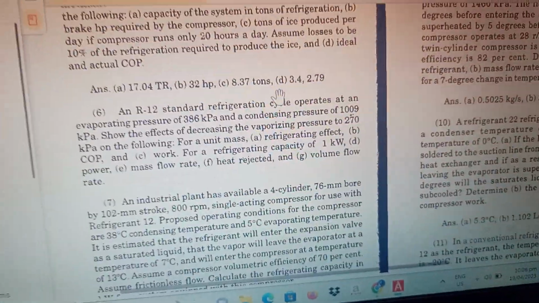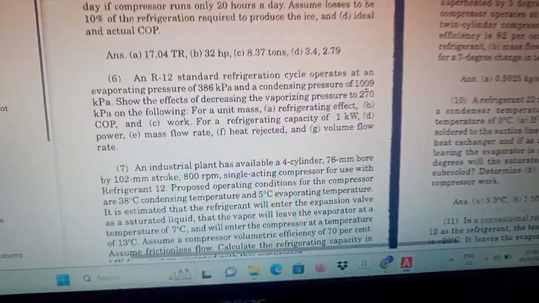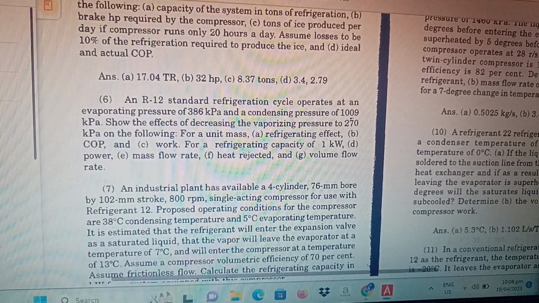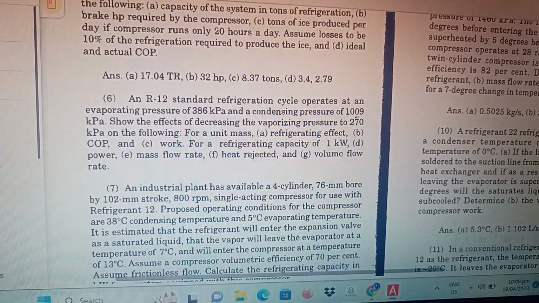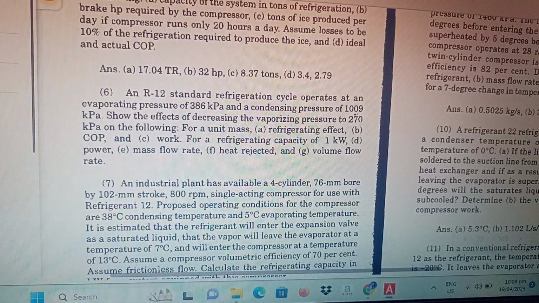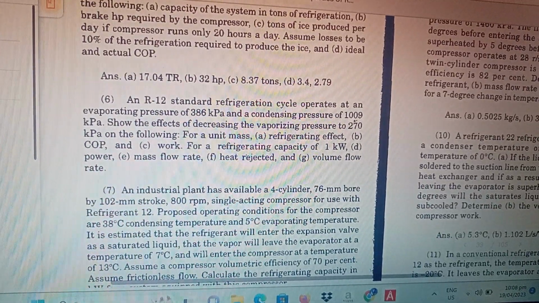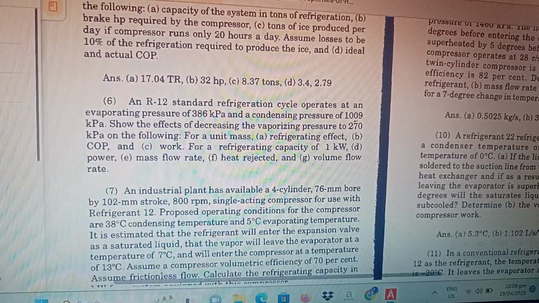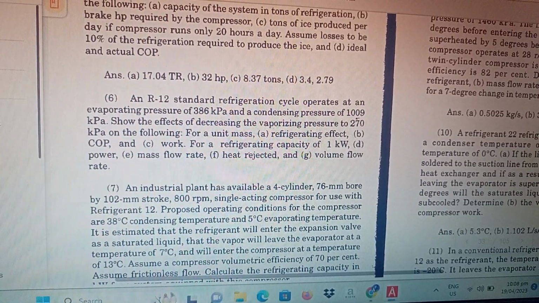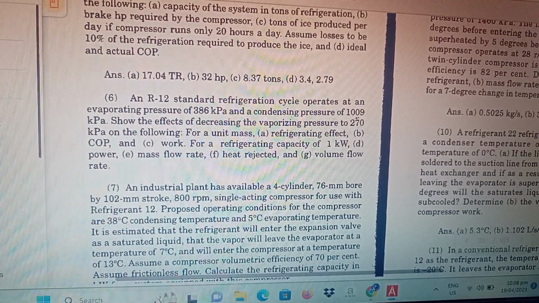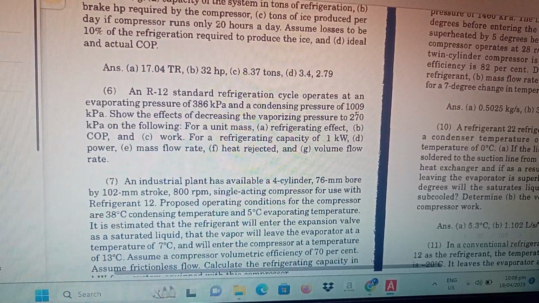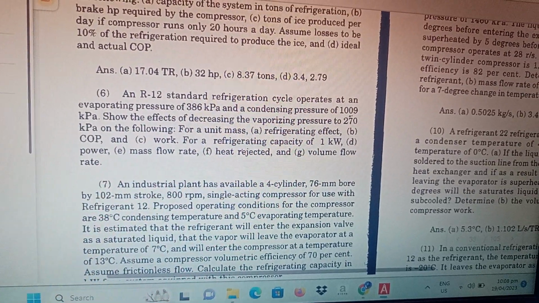So for number 6, an R12 standard refrigeration cycle operates at an evaporating pressure of 386 kilopascals and condensing pressure of 1009 kilopascals. Show the effect of decreasing the vaporizing pressure to 270 kilopascals on the following for unit mass: A, refrigerating effect, B, COP, and C, work, for a refrigerating capacity of 1 kilowatt; D, the power, then E, the mass flow rate, F, heat rejected, and G, volume flow rate.